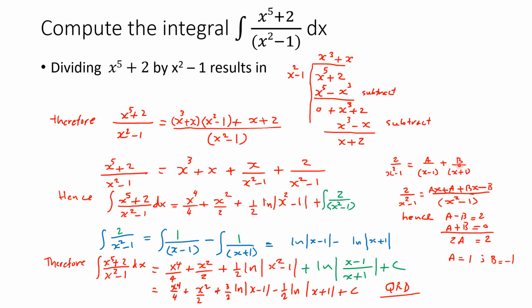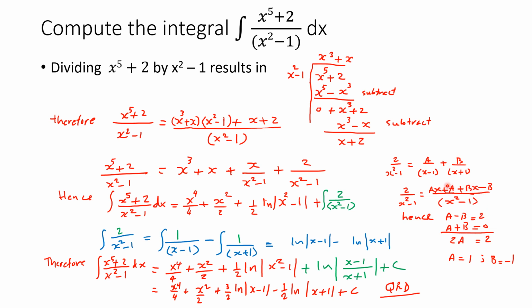If you do cross multiplication, the left-hand side will be the same, and the right-hand side will be ax plus bx minus b. If we rearrange, we have two kinds of coefficients: coefficients of x and coefficients of x to the power 0, or constant terms. We have only one constant term, which is 2. That means 2 is equal to the constant term over here, which is a minus b. So a minus b is equal to 2.